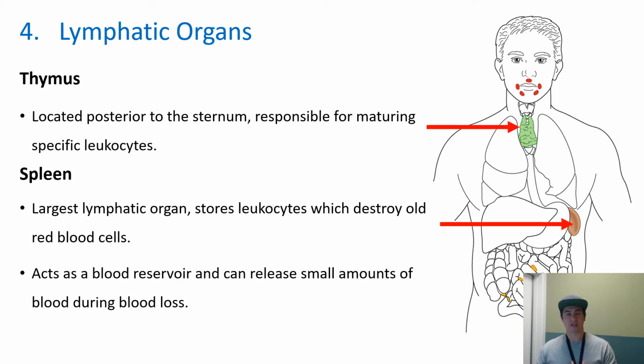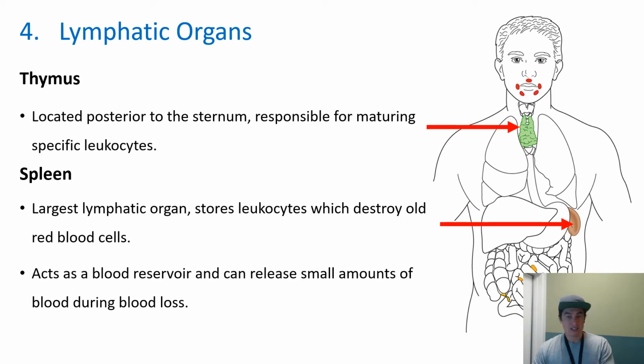It's located posterior to the sternum, so behind your sternum. It's responsible for maturing specific leukocytes. So leukocytes meaning white blood cells, and in particular a specific type of lymphocytes, so the ones that travel through our lymphatic system. And we'll talk about these when we look at the body's defenses.